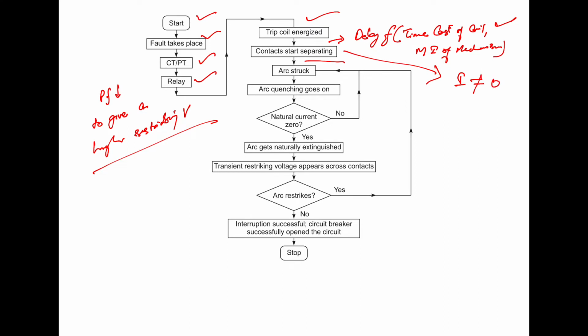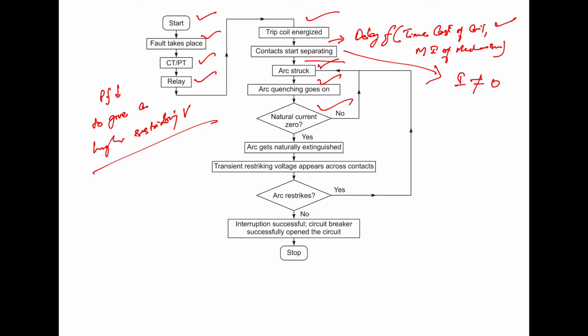So, as soon as the contacts separate, an arc is struck, allowing the current to flow till its natural current zero. So, arc quenching goes on till the natural current zero is there.